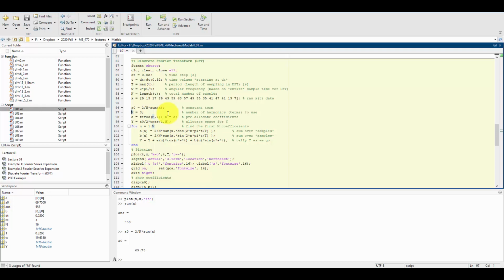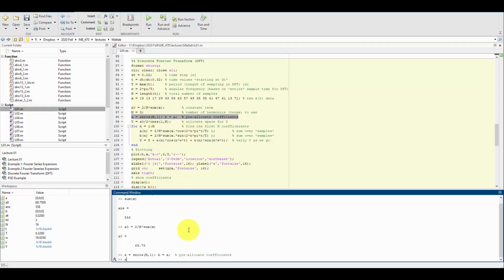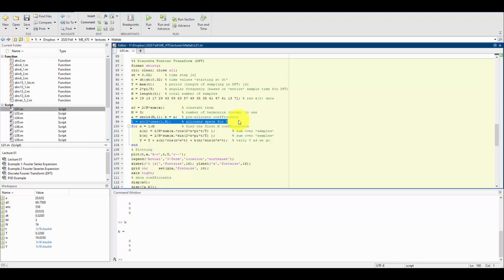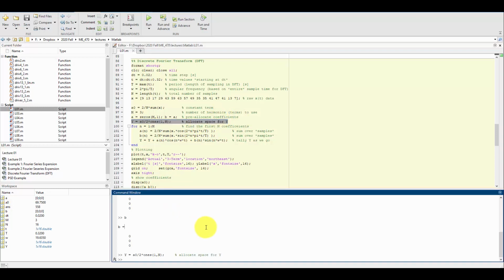Oftentimes it's going to be almost always much, much higher, many more terms that we want to use to try to reconstruct our signal. And here in line 98, I'm going to pre-allocate my values for my A's and my B's. Again, I'm only taking 3 terms, so I'm just making sure that I have the right sizes for when I go into the for loop in the next step. And then what I'm going to call Y is my reconstructed signal. So that's going to be my A0 over 2 plus that summation stuff. So that's what I'm doing in line 99, allocating the space for Y to exist.